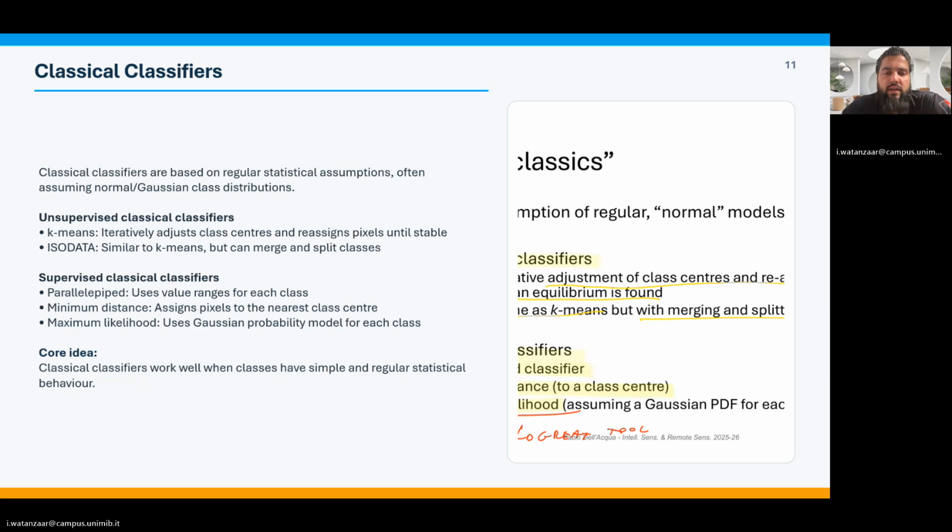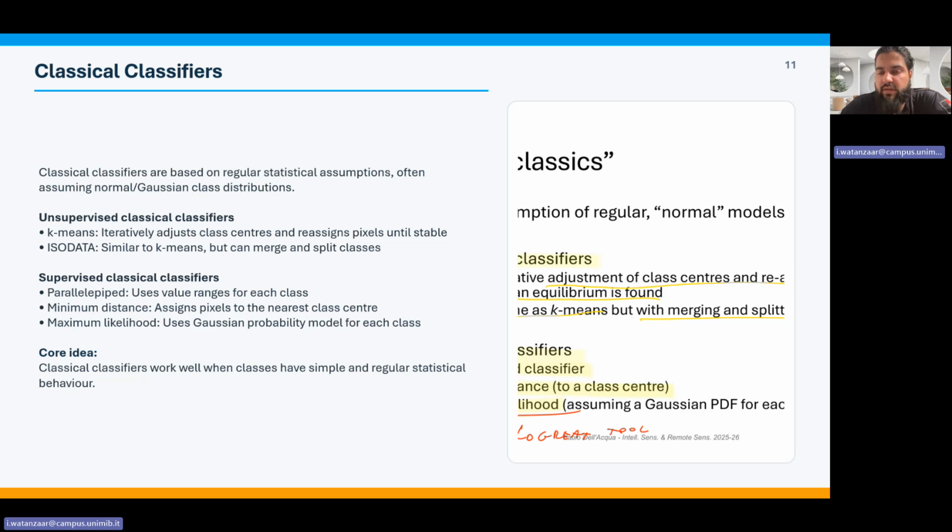So far, before the modern or most advanced algorithms existed, how was the classical classifier working? Classical classifiers are based on regular statistical assumptions. They mostly use the Gaussian fitting or Gaussian distribution, often assuming the data is normal. So they were using the Gaussian class distribution. We already discussed the Gaussian distribution in lecture 7, if I'm not wrong, like a bell-shaped curve, and this is most important in the statistical assumption.